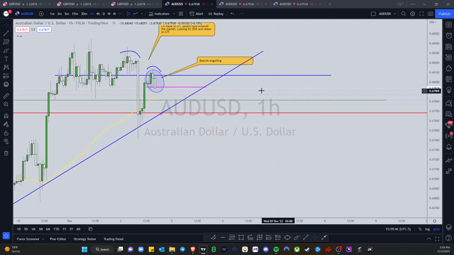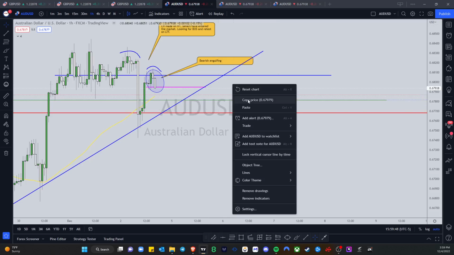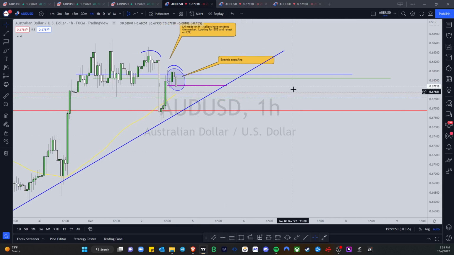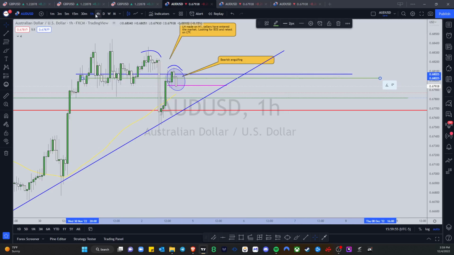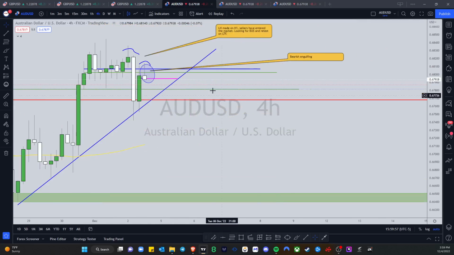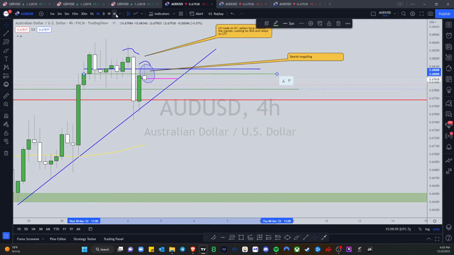So if we go on lower time frame, which is our H1, right? If we look at our H1, give me a minute, hold on a second.